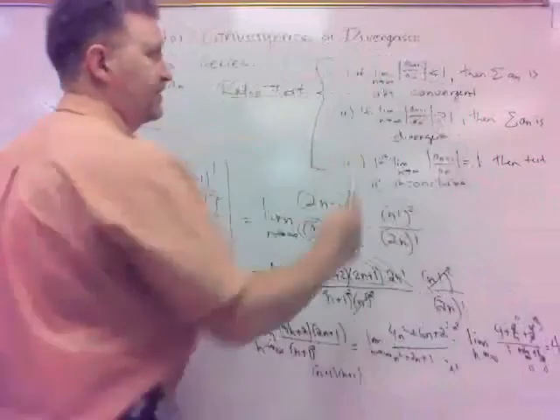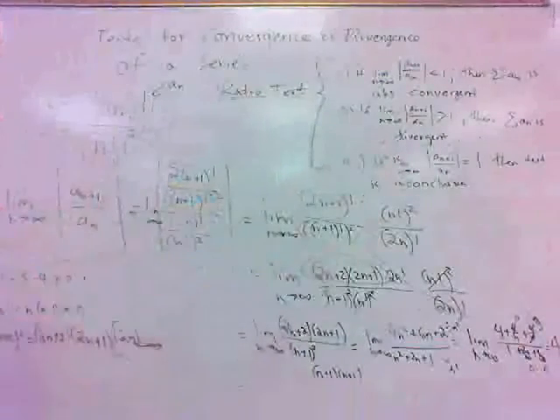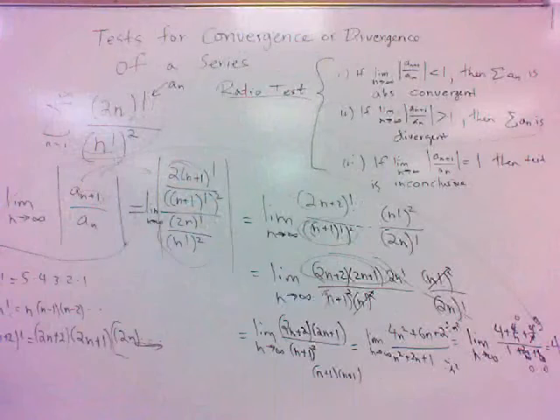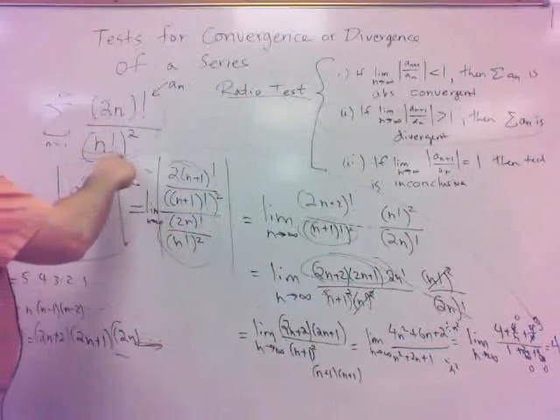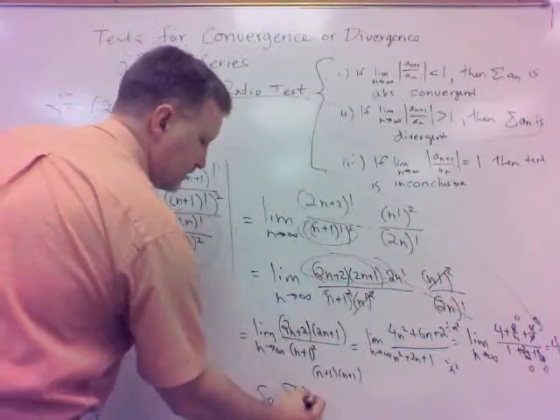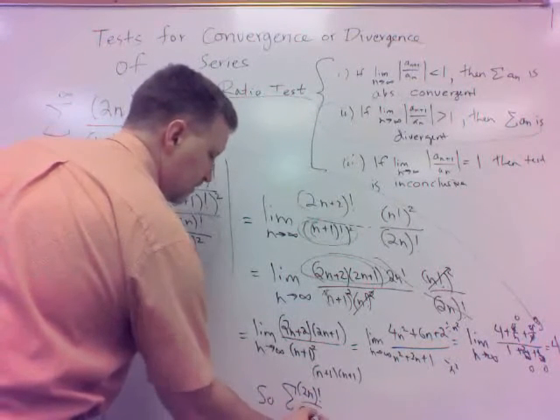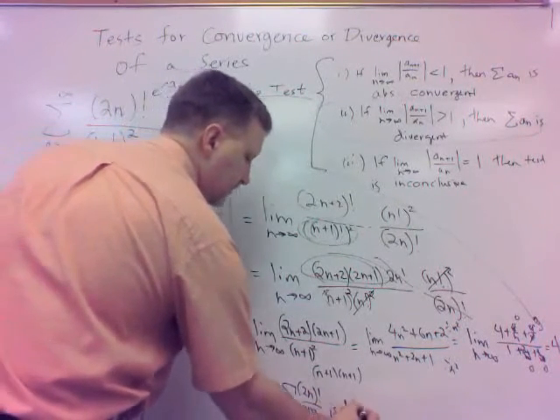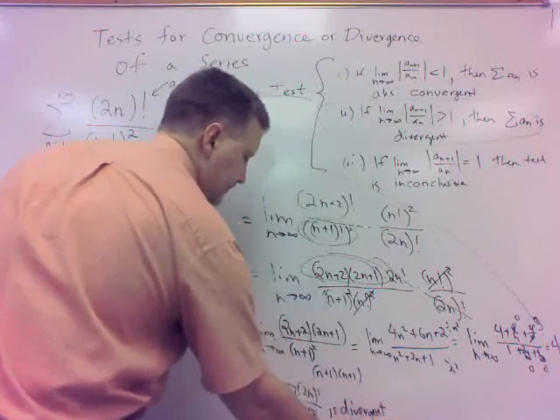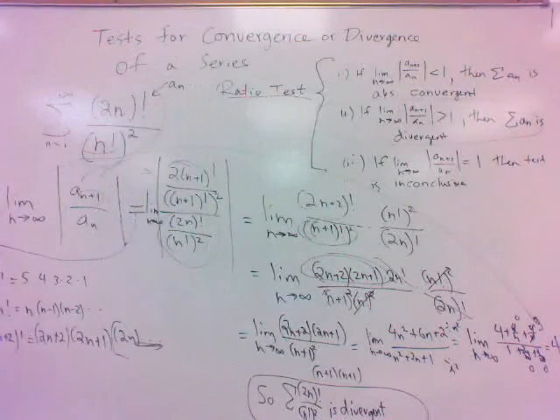So what is the ratio test? Where does that fall in? That's number two, isn't it? We've got that limit greater than one. It's greater than one. So the series is divergent, all right, by the ratio test. So just remember, a factorial, use ratio test.